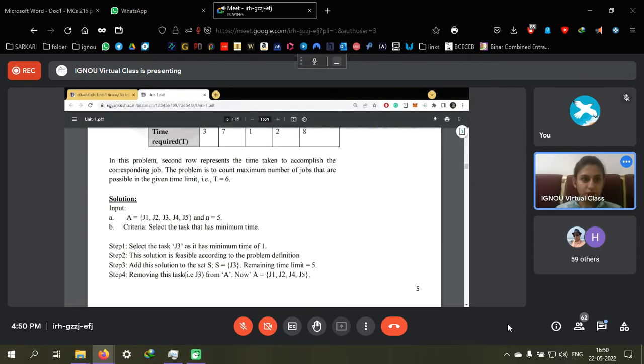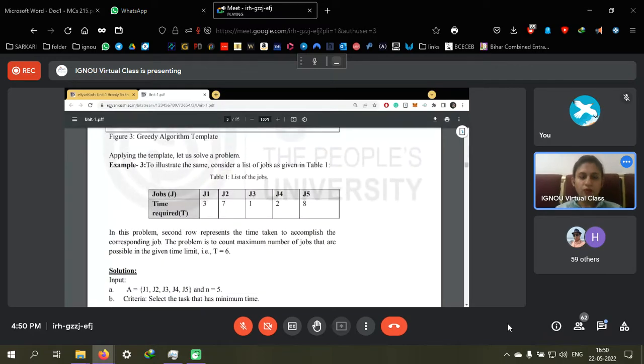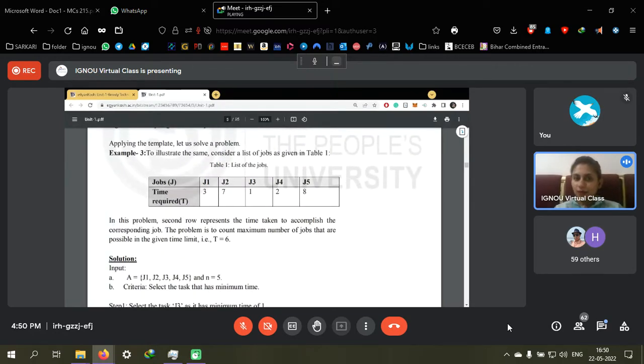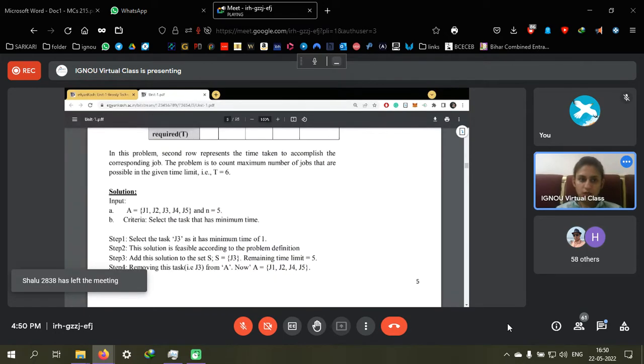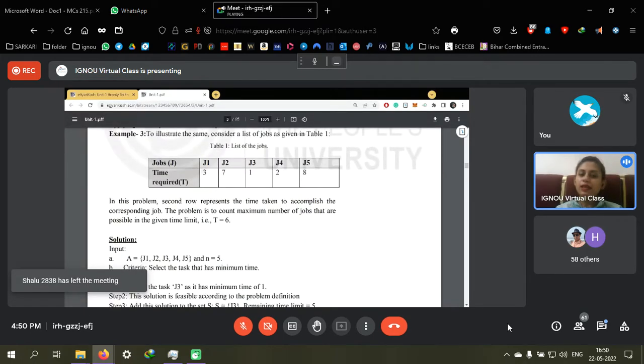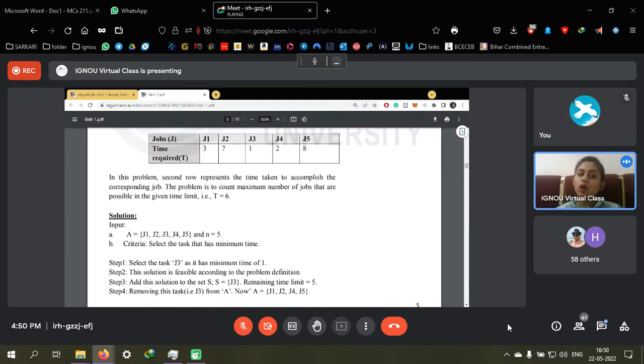Let's take it. To illustrate the same, consider a list of jobs given in the table. In this problem, the second row represents the time taken to accomplish the corresponding job. The problem is to count the maximum number of jobs that are possible in the given time limit, T equals 6. Right? So here the total number of jobs is 5, so N equals 5. Now the problem is to count the maximum number of jobs possible in the time limit 6.